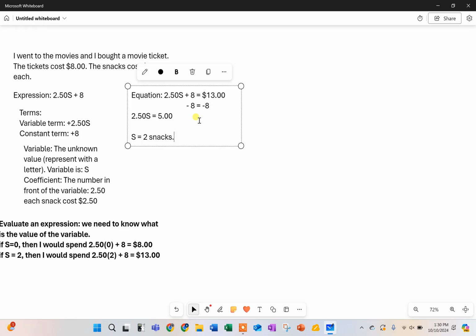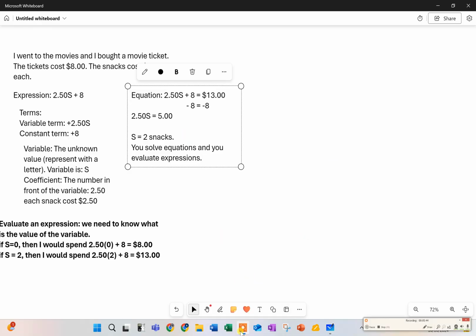So that's the difference. You solve equations and you evaluate expressions. You'll notice that the variables are used in different ways here. All right? I hope this helps.